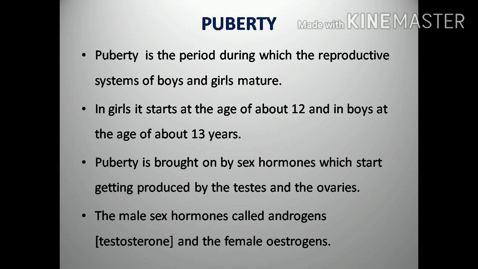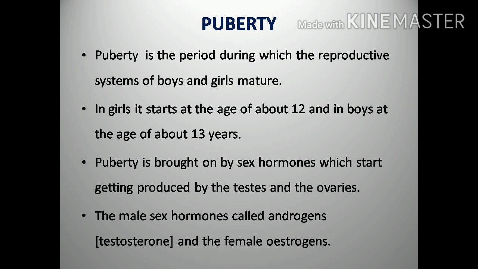Now what is this puberty? Puberty is the period during which the reproductive systems of boys and girls mature. In girls, it starts at the age of about 12, and the first sign of puberty is the development of breasts. In boys, it starts at about 13 years of age, and the enlargement of the testes is its first sign.